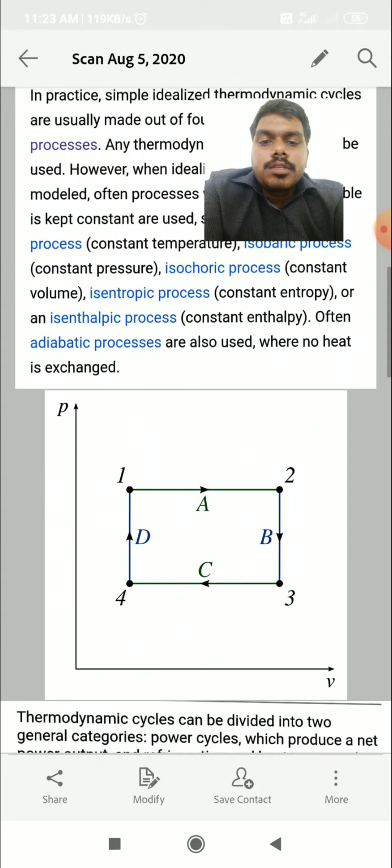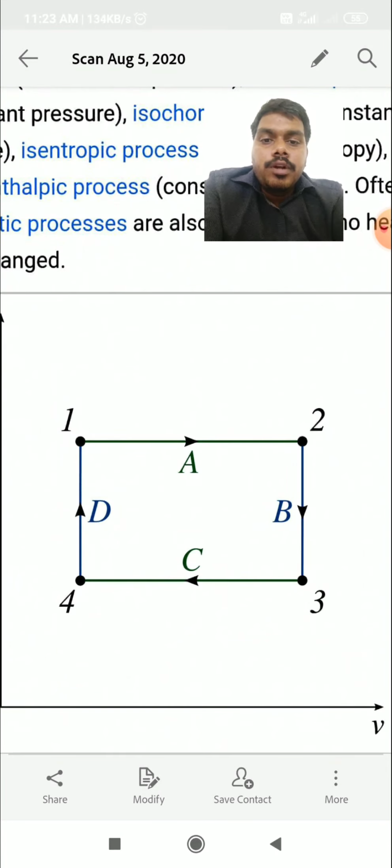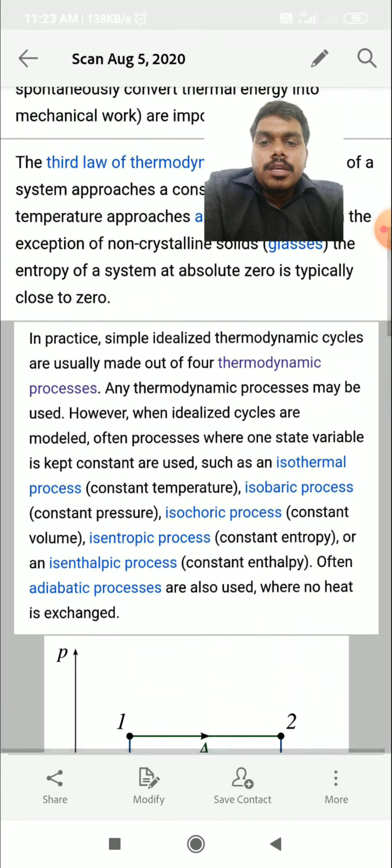Now this is the thermodynamic cycle. The flow starts from 1 to 2, 2 to 3, 3 to 4, denoted a, b, c, d like this. In practice, simple idealized thermodynamic cycles are usually made up of four thermodynamic processes, and any thermodynamic processes may be used.